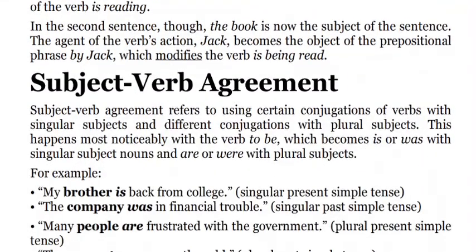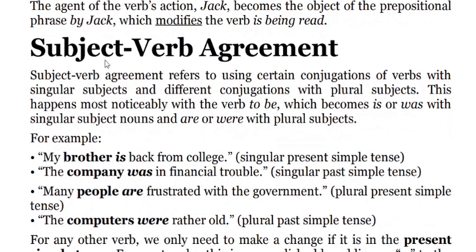Now we will see subject-verb agreement. Subject-verb agreement refers to using certain conjugations of verbs with singular subjects and different conjugations with plural subjects. This happens most noticeably with the verb to be, which becomes is or was with singular subject nouns and are or were with plural subjects.